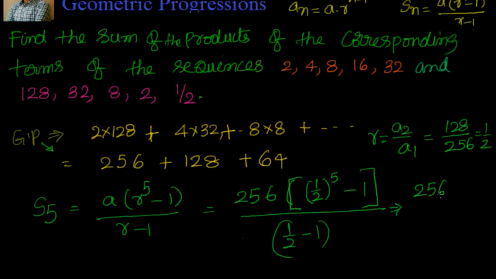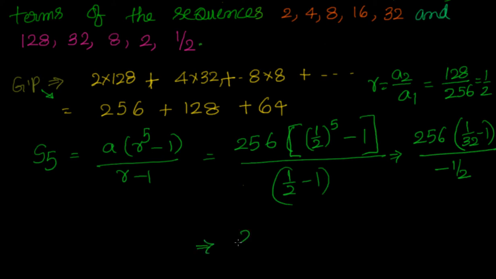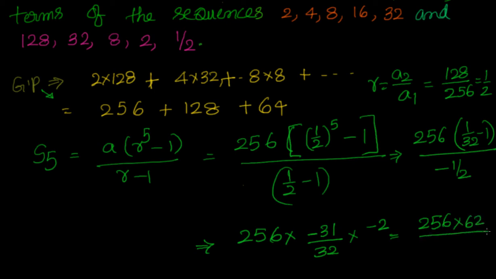Now let's simplify this. This is 256 into 1 by 32 minus 1, divided by minus 1 by 2. That's nothing but 256 into (1 minus 32) by 32, that is minus 31 by 32, into minus 2. So that's nothing but 256 into 62 by 32. 32 straight will go 8 times. You can simplify that slowly. 8 times 62 is 496. So your answer is 496.